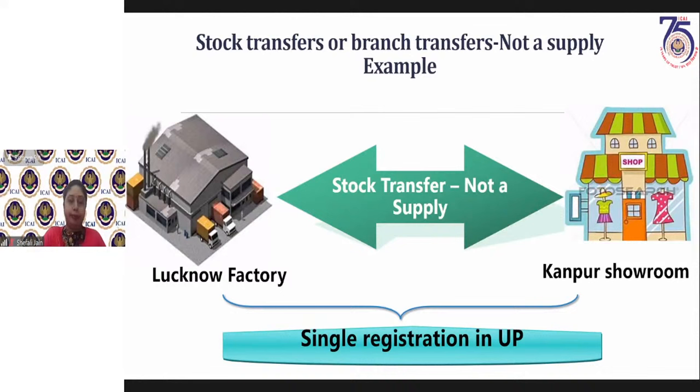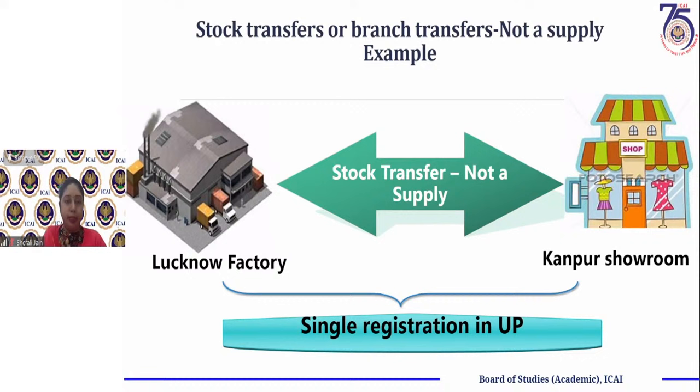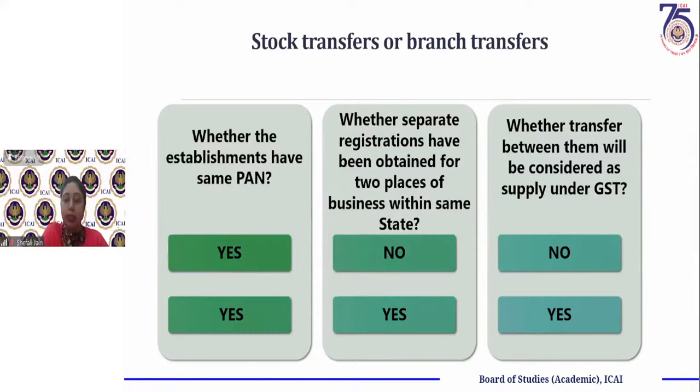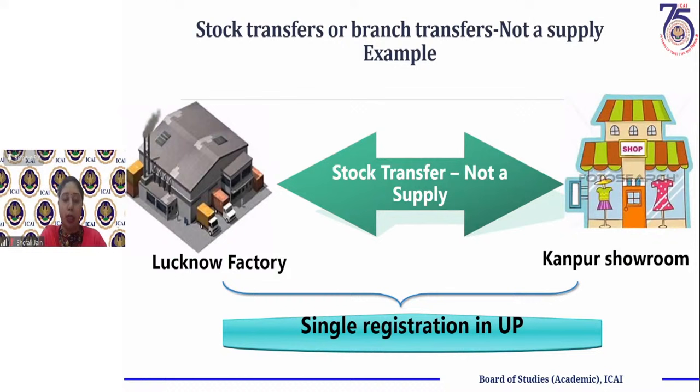So let's continue. These two businesses are under the same registration. They do not have two different registrations. I already told you, with two registrations, any transfer between them will be considered as supply. But with the same registration, any transfer between them, with or without consideration, will not be considered as supply. Here we are discussing cases without consideration because it is para 2 of Schedule 1. If you are transferring between two branches, both under the same registration, then that will not be considered as supply. Generally it will happen within the same state only, because if we have two different states, then they will be registered obviously.